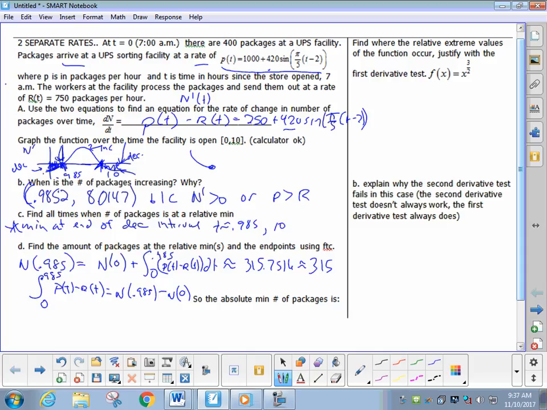Now, question. If my picture were drawn to scale, could you tell me if this guy is going to be greater or less than that guy?